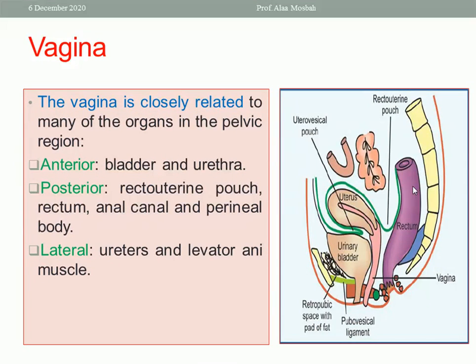What are the relations of the vagina? Anterior, posterior, and lateral. Anteriorly, there is the bladder, as in this picture, and the urethra. Posteriorly, from above downward, the pouch of Douglas, then the rectum, then the perineal body in the lower third. What about the lateral relations? Lateral to the vagina are the ureter and the levator ani muscles.